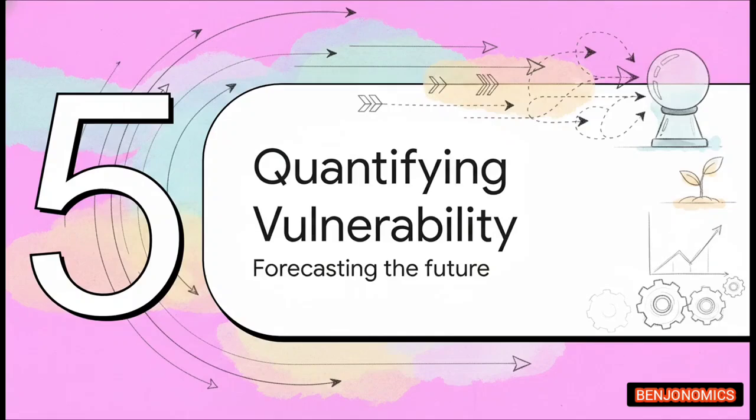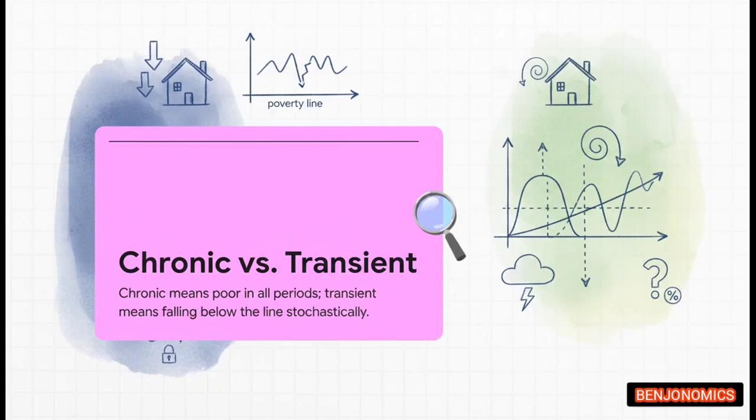Now for Section 5, Quantifying Vulnerability to Poverty. Okay, so we've established how to measure the present. But what about the future? Let's talk about quantifying vulnerability. First, we need to understand the difference between chronic and transient poverty. Chronic poverty means a household is poor in all periods. They are stuck there. Transient poverty means a household might be doing okay today, but if they suffer an economic or environmental shock, they could stochastically fall below the line tomorrow.